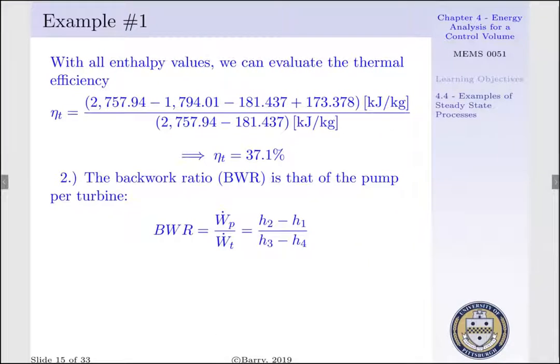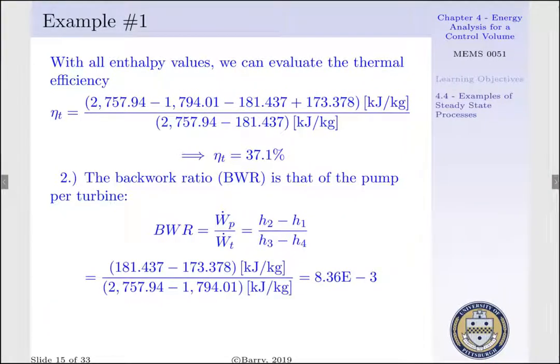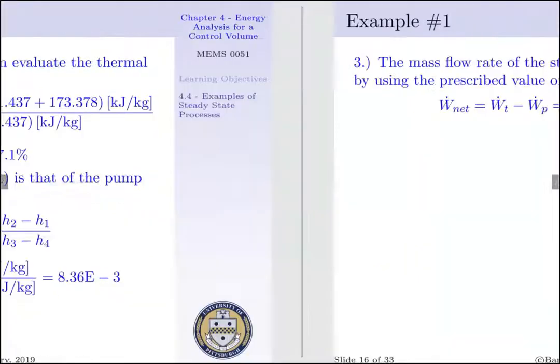Now we can calculate the back work ratio, that is the pump work per the turbine work. Our back work ratio is h2 less h1 per h3 less h4. And we find our back work ratio to be 8.36 e to the minus 3. We want our pump work to be substantially less than our turbine work. Otherwise, our power plant is consuming much more energy to continually run.